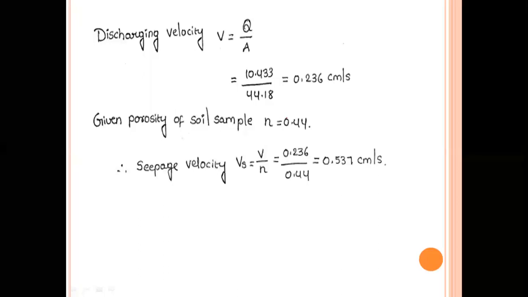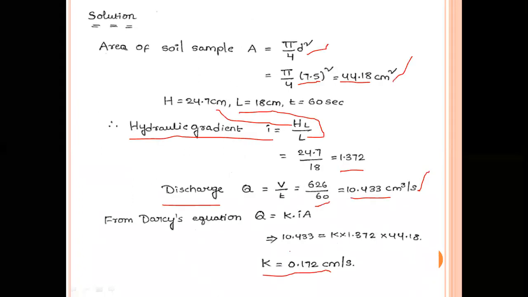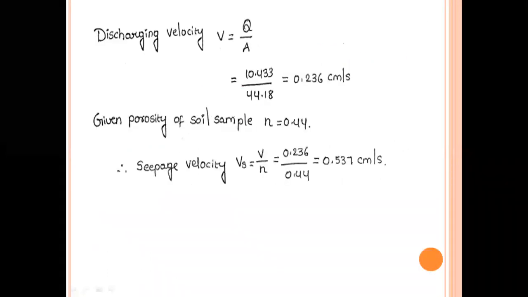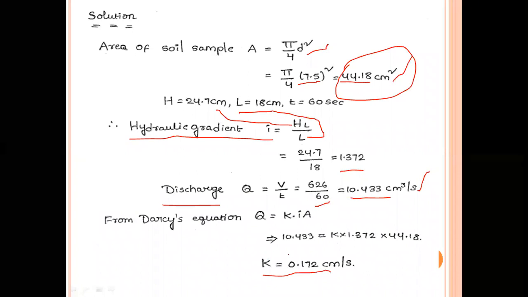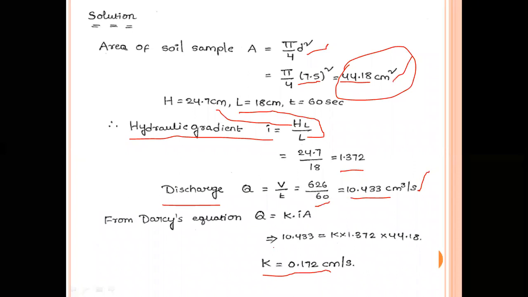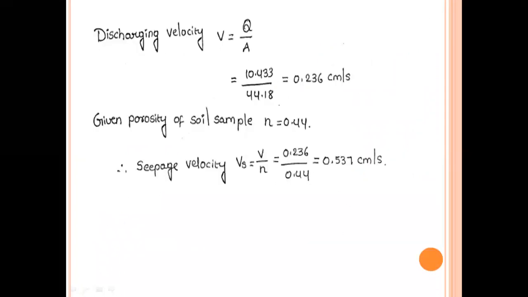The discharge velocity V equals Q by A. Q value is 10.433 and the area we calculated is 44.18. So V equals 10.433 divided by 44.18, which equals 0.236.